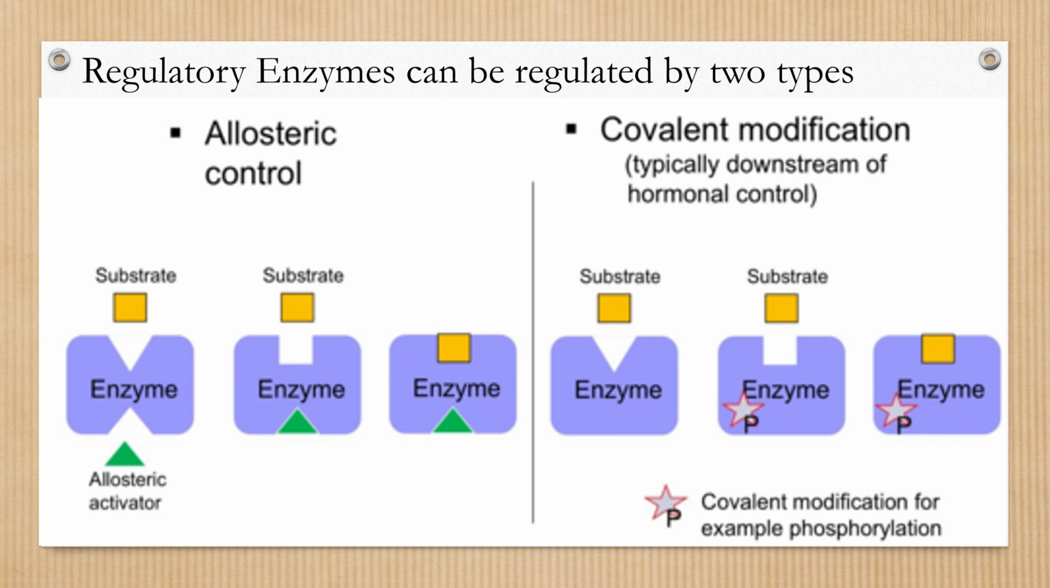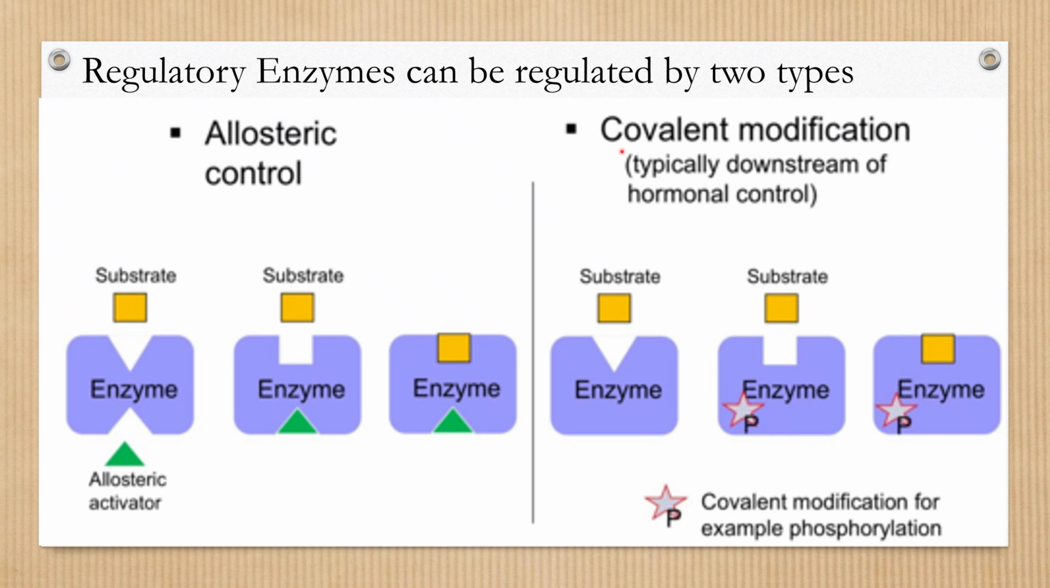Now, regulatory enzymes can be regulated in two ways. One is by allosteric control, the other one is by covalent modification. In allosteric control, you have your allosteric activator which binds to a regulatory site. Can you see? This is a regulatory site. The activator is binding to your regulatory site, causing a conformational change in your active site. Now, to this, your substrate can bind. Once your allosteric activator has bound, the enzyme becomes active. Now, to this active enzyme, your substrate can bind and the enzyme can act upon your substrate.